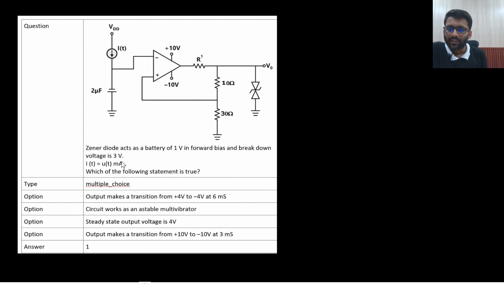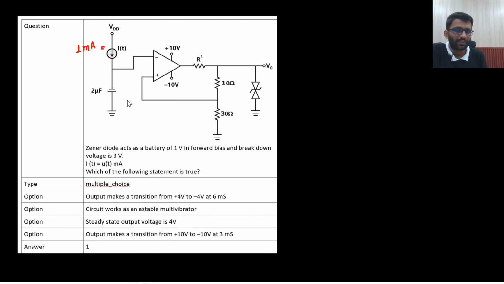Let's see this one. The Zener diode acts, so basically cut-in voltage is 1 volt and breakdown voltage is 3 volt. Basically they are saying that it will act as 1 volt in forward bias, that means cut-in voltage is 1 volt and breakdown voltage is 3 volt, and IT is 1 milliampere and it is coming for t greater than 0. Which of the statements is true? That we need to find.